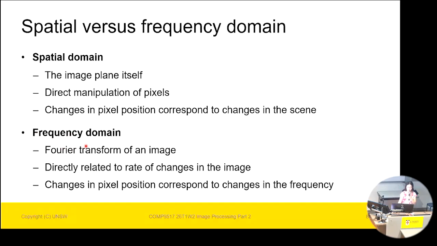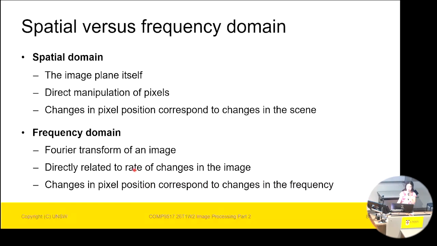And the other representation is the frequency domain. What we do is we first transform an image into frequencies, and to do that we use the Fourier transform. The frequencies represent the rate of changes in the images, like I mentioned with that downsampling, upsampling example. Lower frequency means a slower rate of change, and high frequency means rapid changes in the images. So they correspond to different parts of the images.